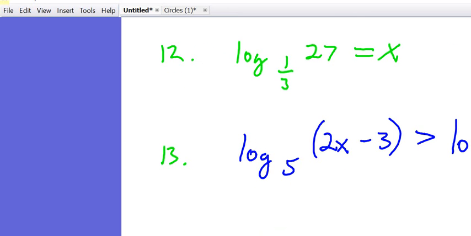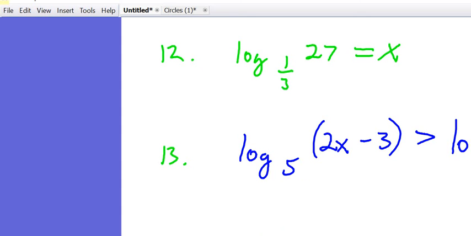Try to solve the first one. The first one should be very easy. You can just evaluate it in the calculator. The second one should also be very easy because you've got the same base on both sides of the equation. Okay, so go ahead and do this.